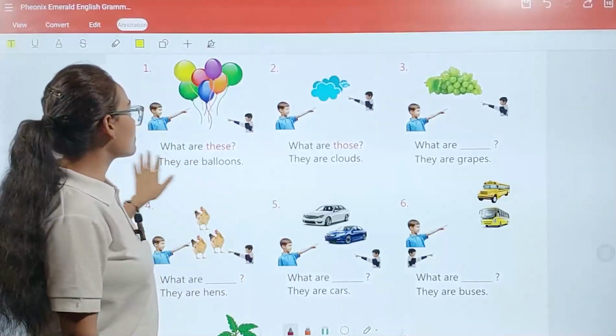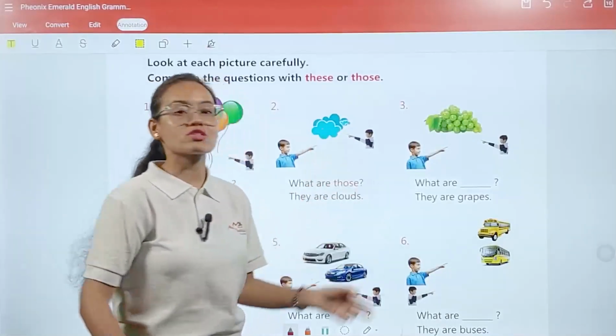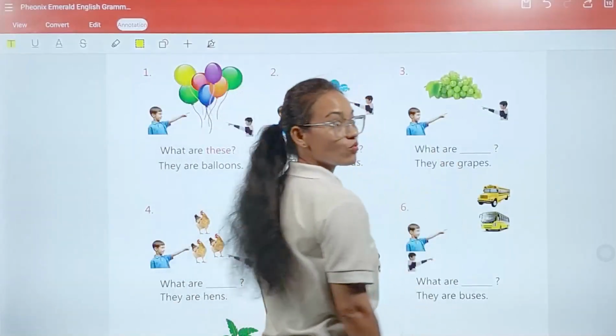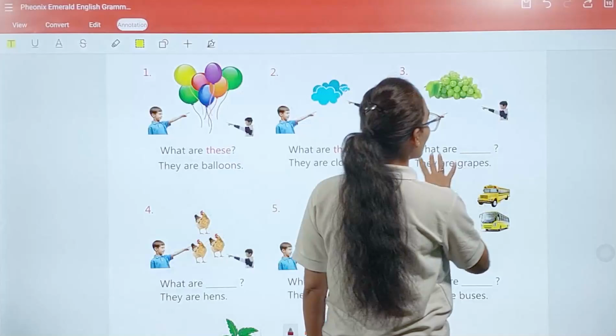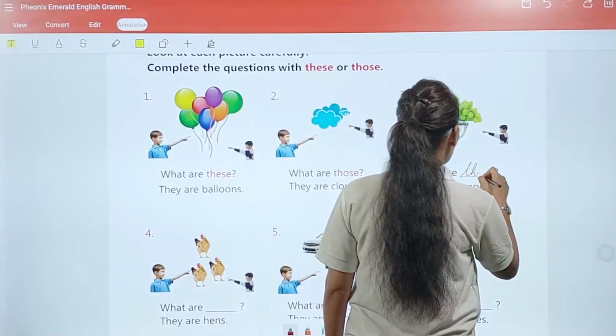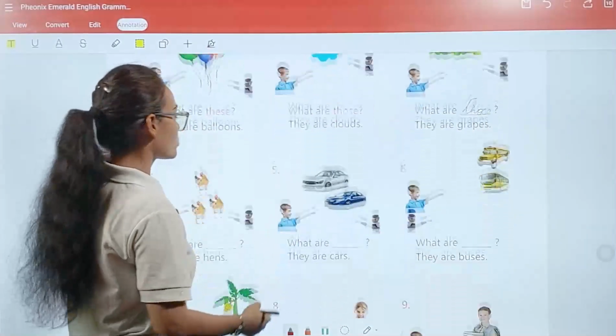What are these? These are balloons because these balloons are close to this boy. What are those? Those are clouds because those clouds are far from this boy. Now what are these? Okay, what are these or what are those? What are those? Because grapes are also far from this boy. Okay, so those are grapes.